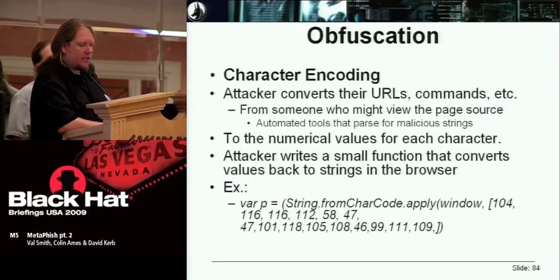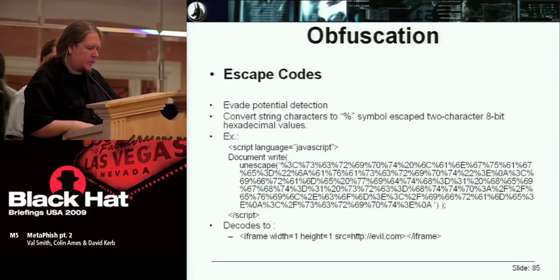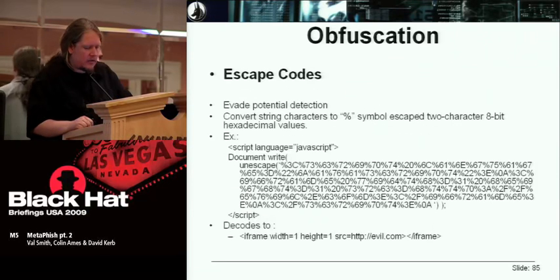Other types of obfuscation to get around those things are character encoding, basically converting their URLs or their commands to characters that are going to get decoded by the browser so that they can get executed. Any automated tools that parse for malicious strings are going to get killed by this. And it doesn't have to be very complex. Almost any kind of encoding will bypass most tools out there. So basically, the attacker writes a small function that converts all these values back to the actual string. Almost like a packer, but less intense.